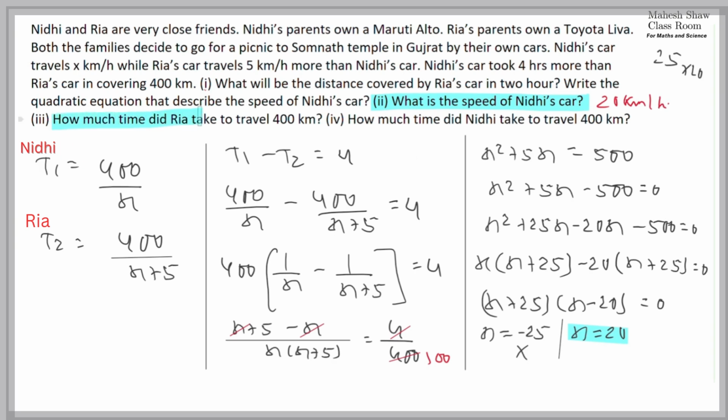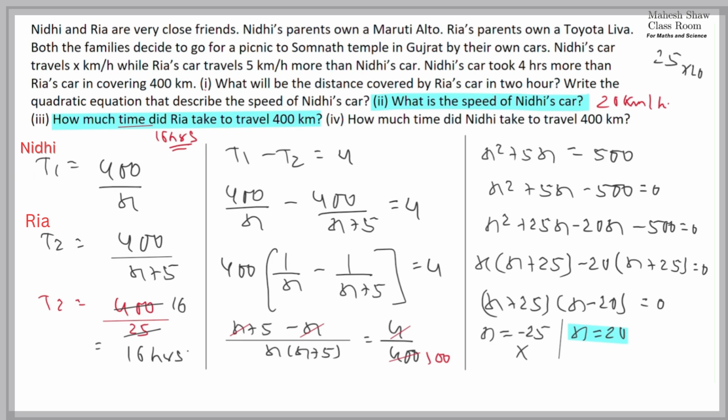Then they are asking how much time did Ria's car take to travel 400 kilometer? Ria is the second case, so we have to find out the time taken. Time is equal to distance upon speed. So this is 400 divided by x plus 5. And x is 20, so that means I can write 25 here. So this can be reduced, 25 goes 1 time and 25 goes 16 times. So it is 16 hours. The time taken by Ria's car will be 16 hours.